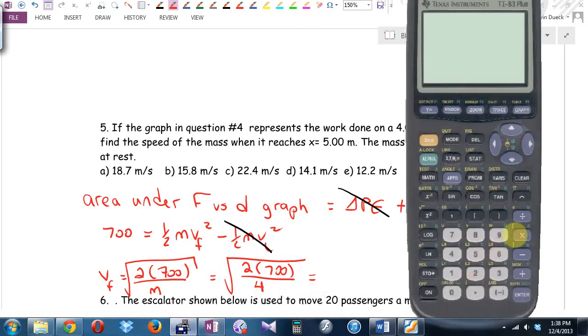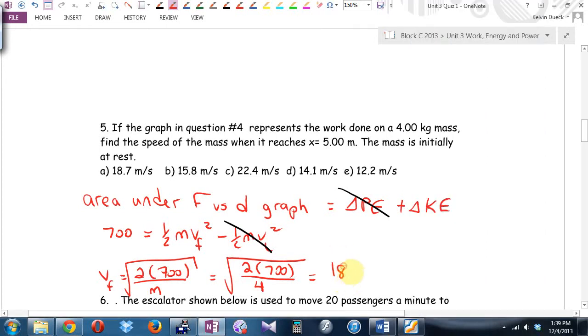How about turning the calculator on, Mr. Dueck? 2 times 700 divided by 4. It is the square root of 350, isn't it? Yes, it is. Double checking. 18.7? There you go.